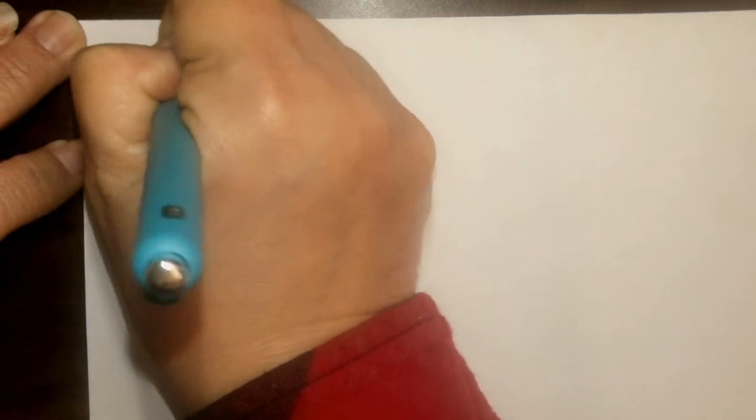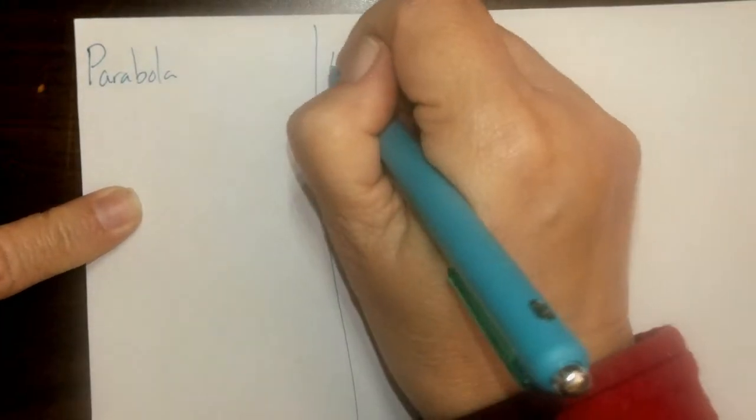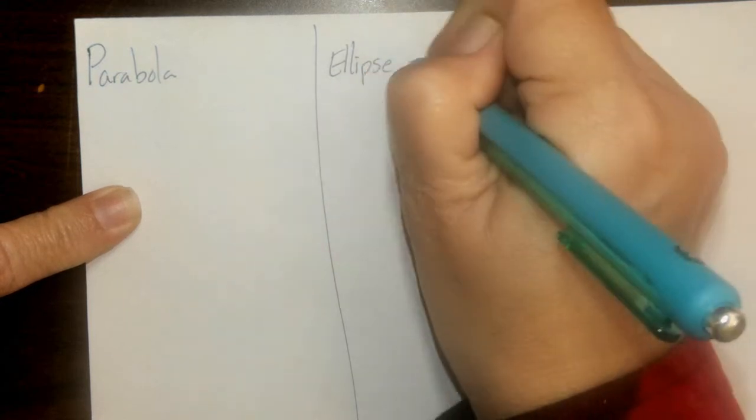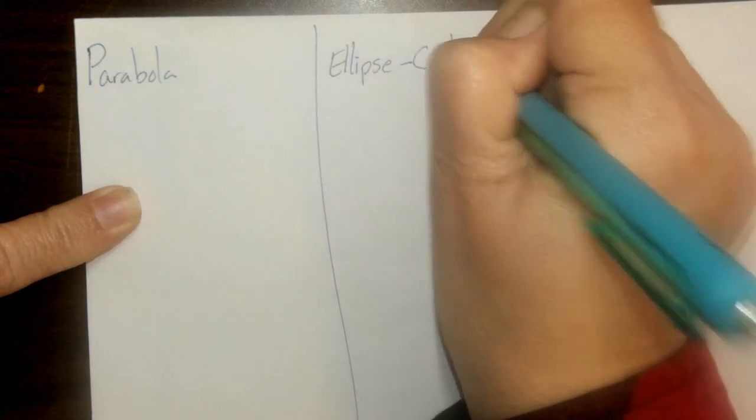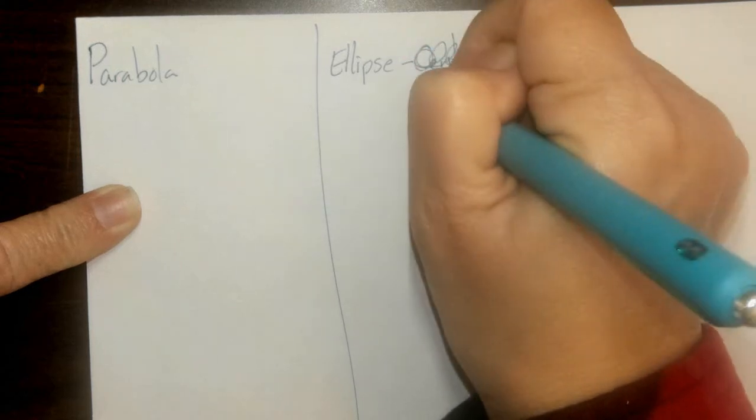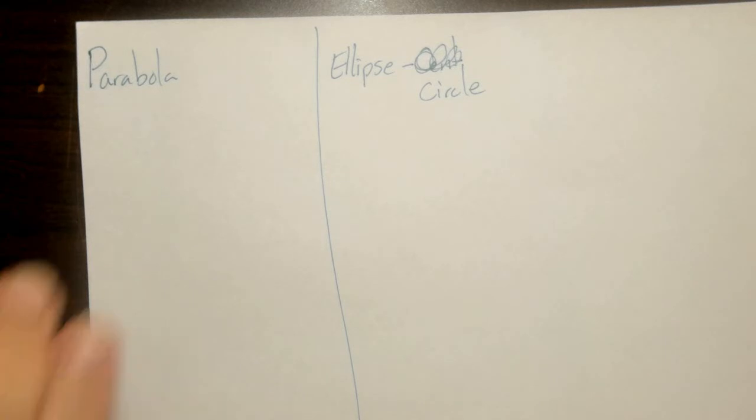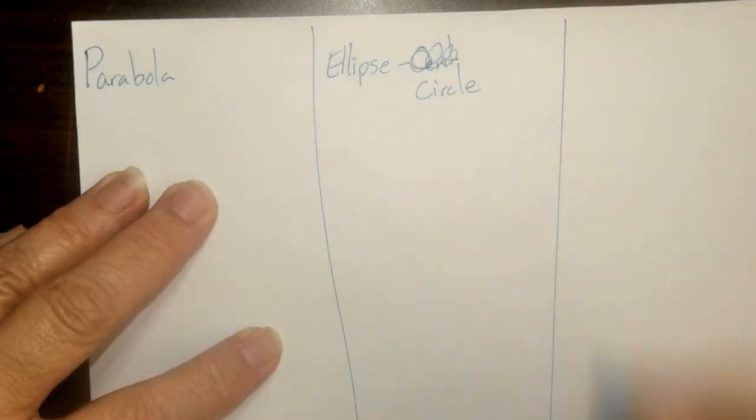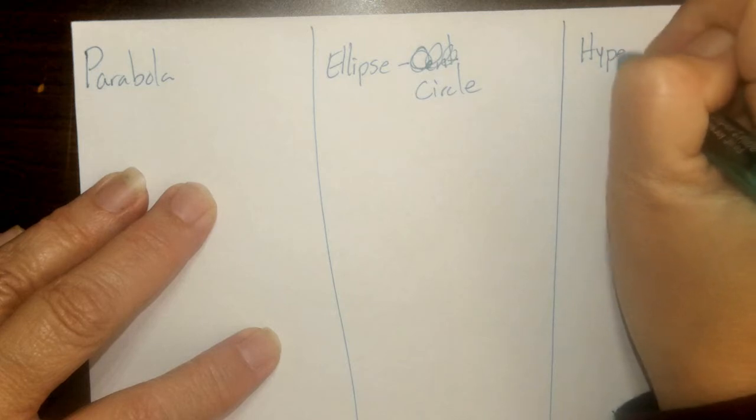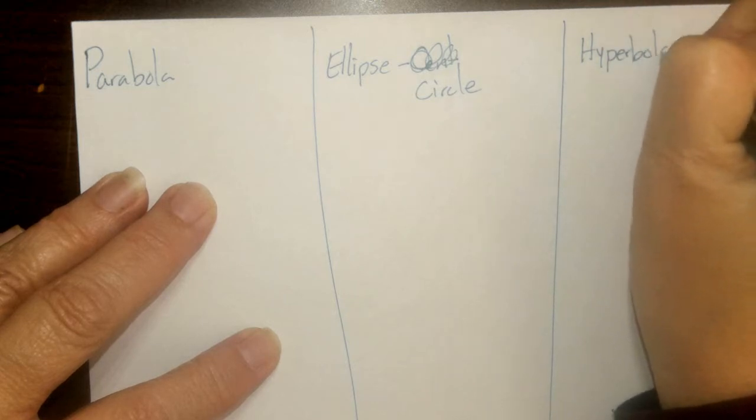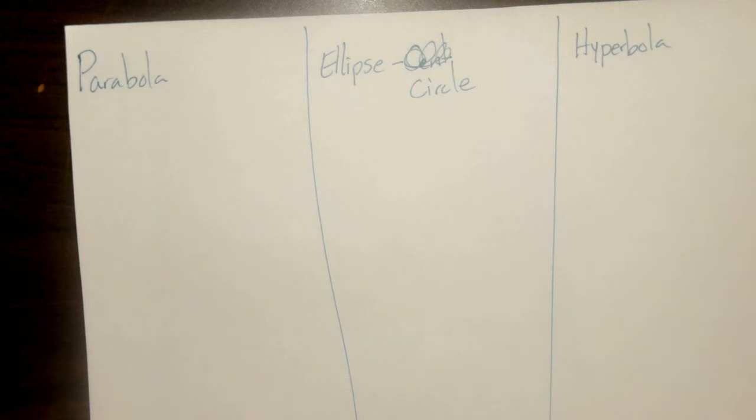Alright, so brief review over conic sections. So we're going to have the parabola, and then we're going to have the ellipse, and included in the ellipse is the circle. So a circle is a type of an ellipse, so it's going to fit into that category. And then we have the hyperbola. So these are our three conic sections.